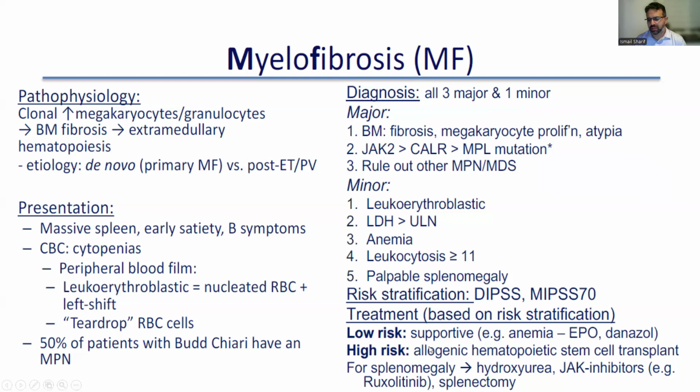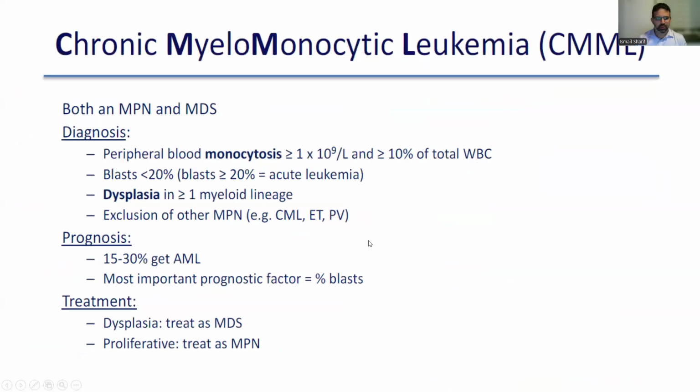Low risk, those patients get basic supportive care. High risk depends on their age. If they have a good performance status, then transplant is an option. Patients who have high-risk disease but do not have a good performance status, the JAK2 inhibitor would be the best option, along with supportive care.